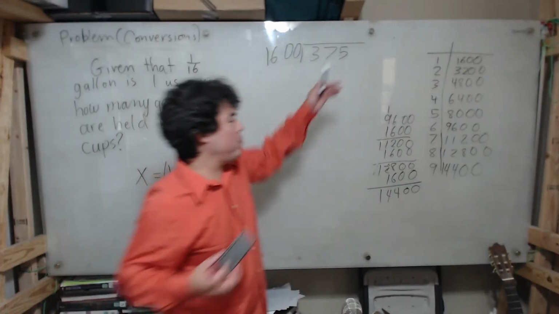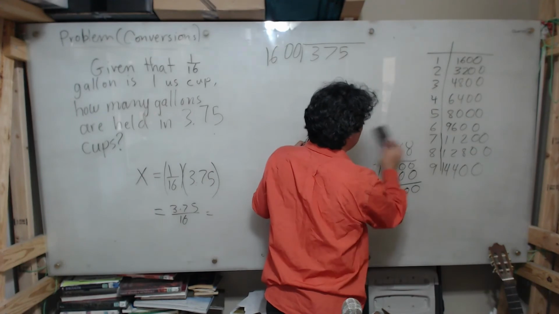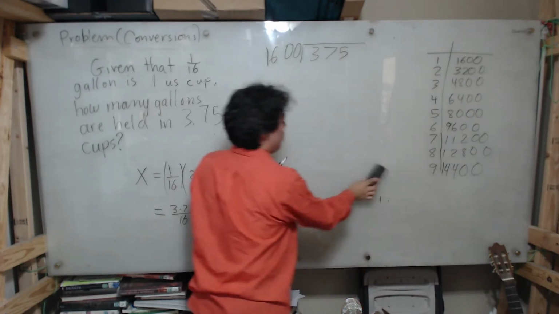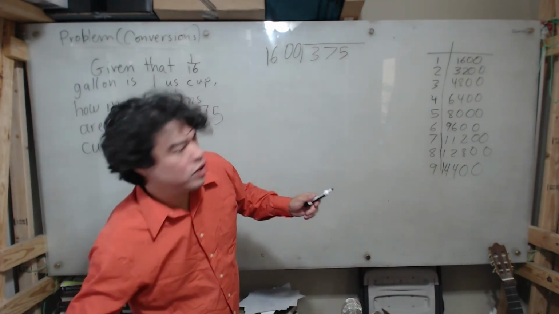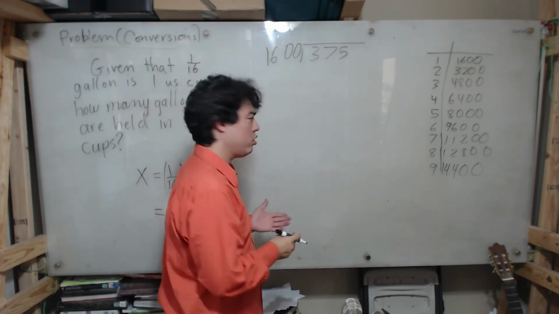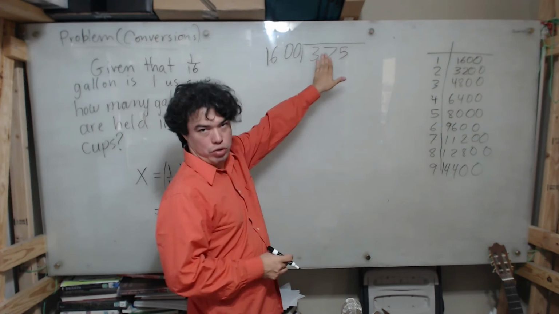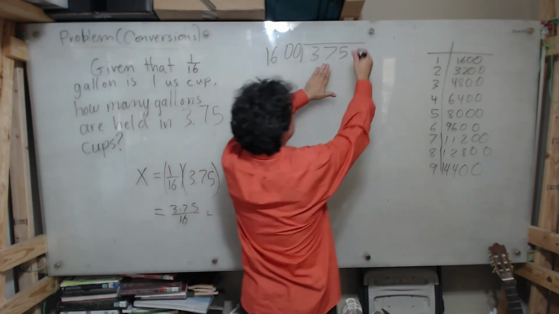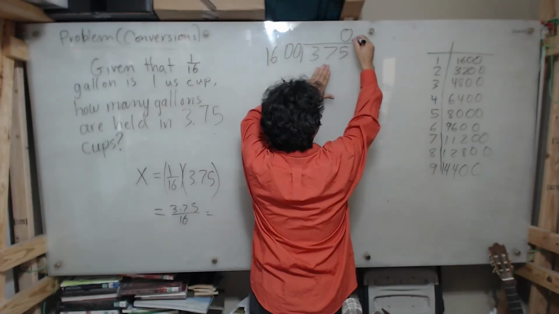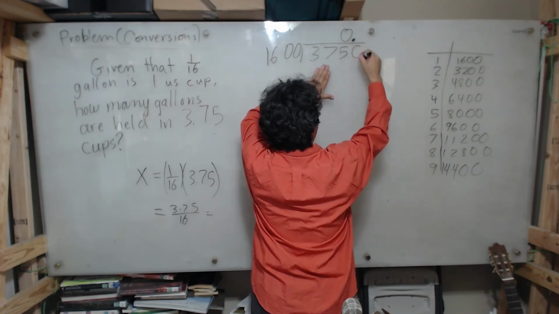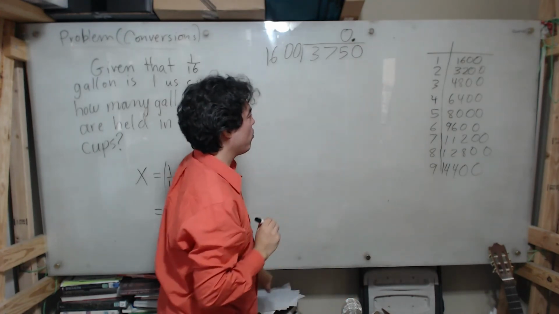So once I've written my multiplication table, as we've done before, I'm going to perform this division to get the numerical answer of what we seek. We see that 1600 cannot even go into 375, so we immediately start by putting our 0, our decimal point, and we can now add a 0 that wasn't there before.